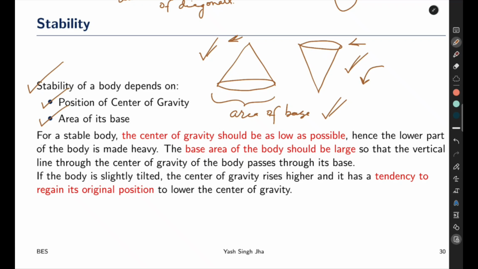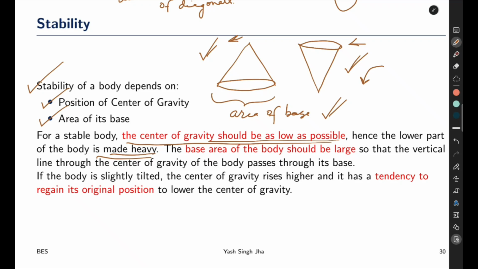For a stable body, the center of gravity should be as low as possible. Hence, the lower part of the body is made heavy. Like in boxing, you're continuously moving your upper body, but you are told to bend and box. Why? Because you want to make your center of gravity as low as possible. If you are a power lifter, you want to make your thighs strong, keep your back straight and bend down. Why? To keep your center of gravity as low as possible.